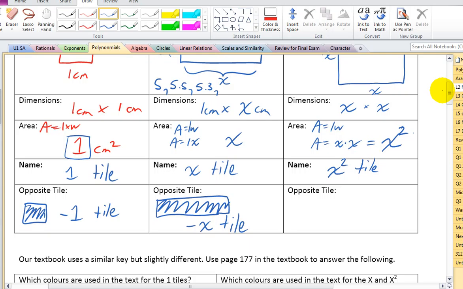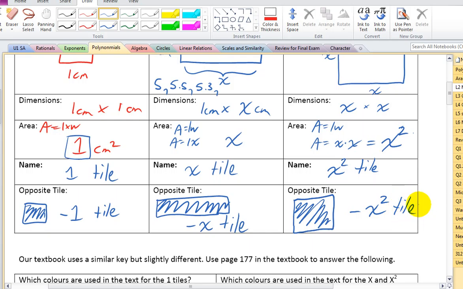Okay. And the opposite tile, now, what will we do for our drawing? Shade it in. And what will we do for the name then? Oh, you guys are getting this. Okay.